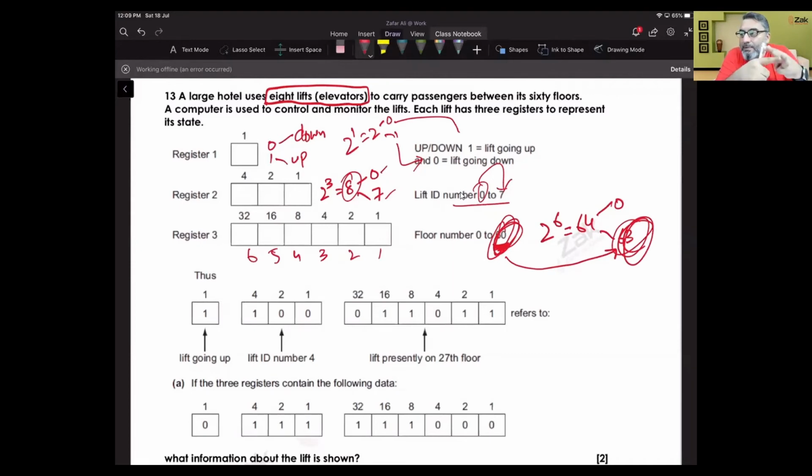But error may appear in register 3 for the reason that you have to say from 0 to 60 because these many lifts, floors that we have. But in this particular register, we can save up to 63. So what if someone presses 61? That would be an error. 62, that would be an error. 63, that would be an error. All right, so mind it.